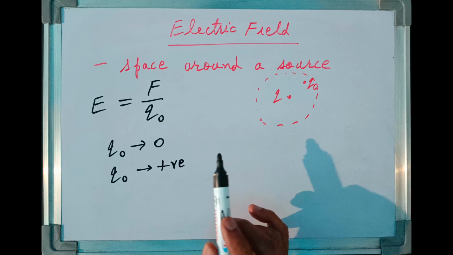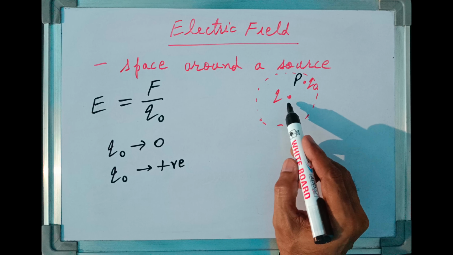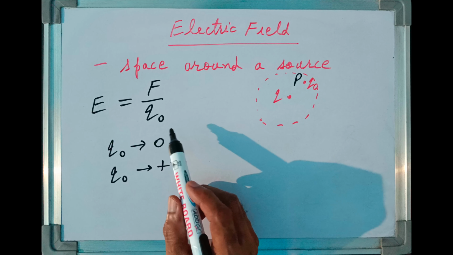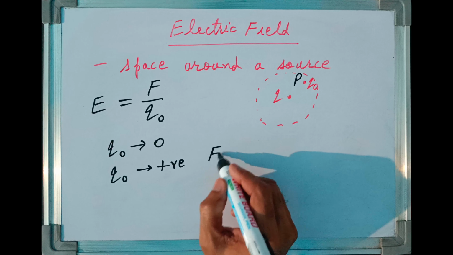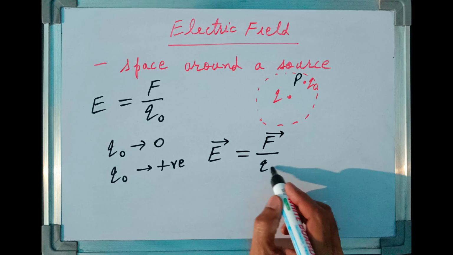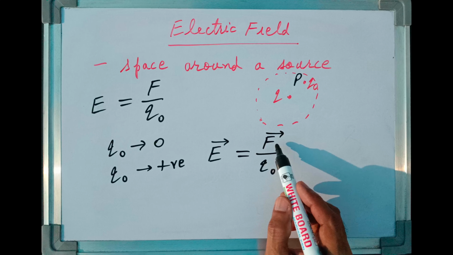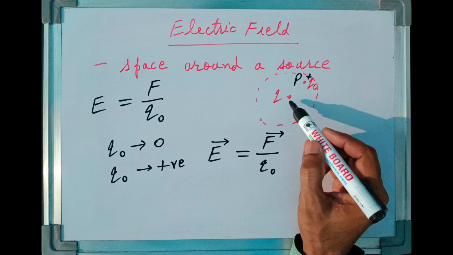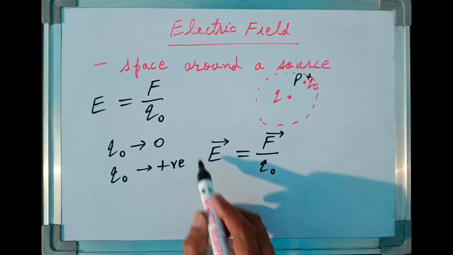Again, let me revise. Electric field at a point P due to a source charge is defined as electrostatic force experienced by a unit positive test charge, means per unit test charge. In vector form, I can write the same relation as E vector is equal to F vector divided by Q naught. Means direction of electric field will be same as that of electrostatic force. Test charge is always taken as positive. Depending on the nature of source charge, direction of force can be decided. That direction will be the direction of electric field.